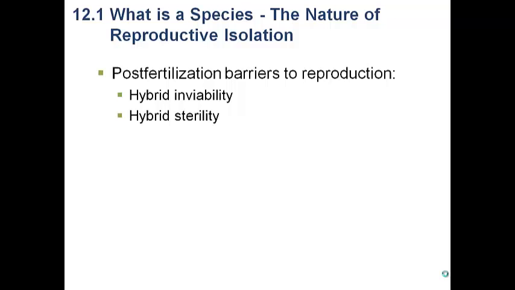We also have a couple post-fertilization barriers to reproduction, and these include hybrid inviability and hybrid sterility. So keep in mind here we have two organisms of different species that come together, they form an offspring, but then something happens and that offspring cannot reproduce.